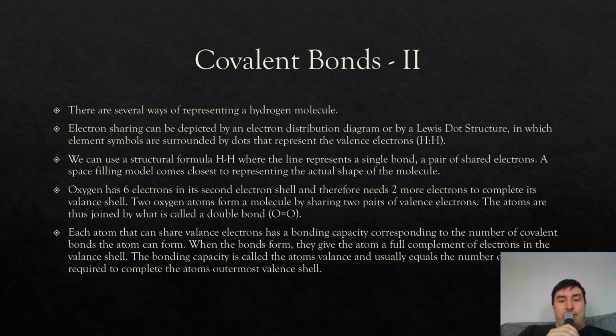Oxygen has 6 electrons in its second electron shell and therefore needs 2 more electrons to complete its valence shell. 2 oxygen atoms form a molecule by sharing 2 pairs of valence electrons. The atoms are thus joined by what is called a double bond. Each atom that can share valence electrons has a bonding capacity corresponding to the number of covalent bonds the atom can form. When the bonds form, they give the atom a full complement of electrons in the valence shell. The bonding capacity is called the atom's valence and usually equals the number of electrons required to complete the atom's outermost valence shell.